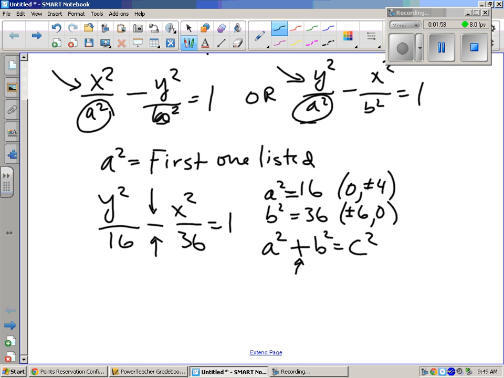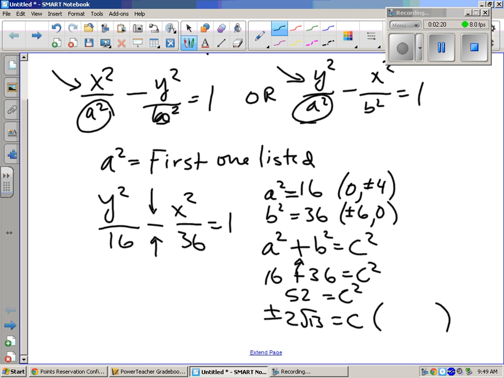All right, so let's figure out what the focus points are. So I have 16 plus 36 equals c squared. That's 52 is c squared. 52 is 4 times 13, so that'd be 2 root 13 is c. And we need to put it plus or minus. And the focus points, again, are always with the a part, just like in the ellipse. So it'd be 0, plus or minus 2 root 13.